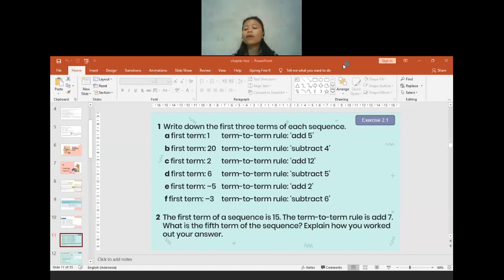Okay, so we are going to find the first term. The first term is how many? Is it given, the first term? The first term is already given, 1. So the first term will be 1. We just need to write it, 1. And then to find the second term, you just need to read the term to term rule. The term to term rule is add 5. So for the second term, you just need to add 5. So after 1 will be what number?